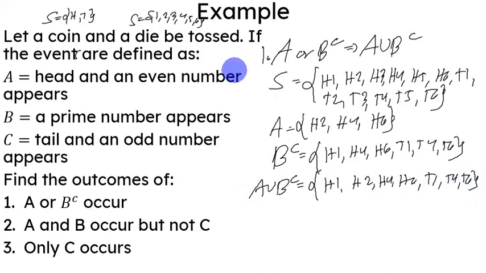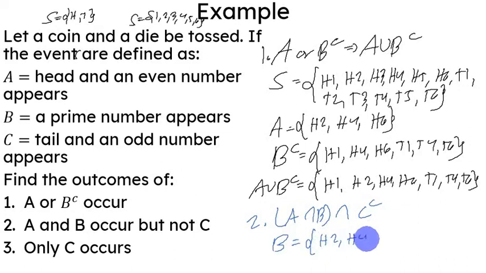And there you go. How about number 2? A and B occur but not C. So that could be C complement. So we already have B, a prime number appears. So we can just get B from there. So prime numbers would be H2, H3, H5, T2, T3, T5. That's B. I did not write A anymore because A is there.